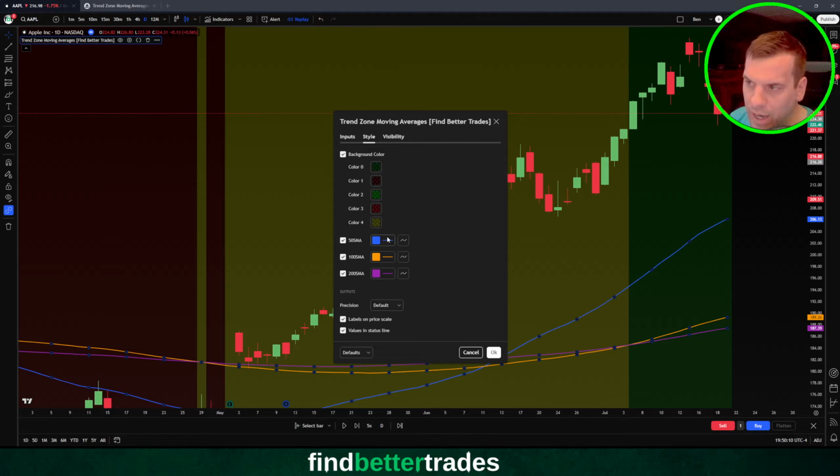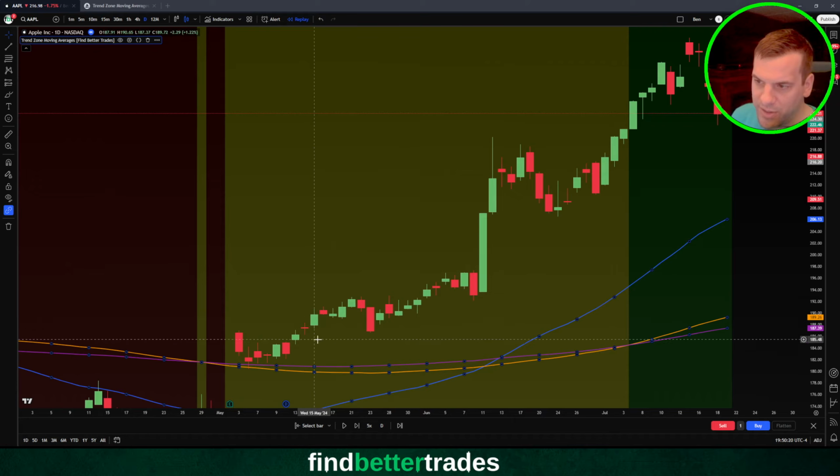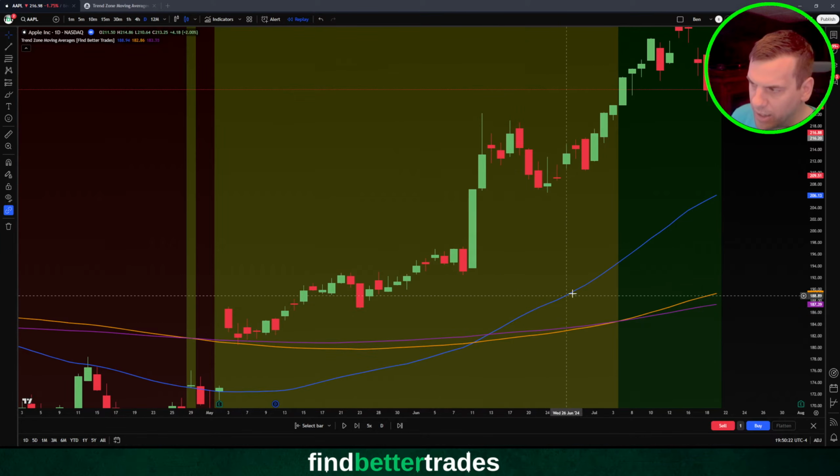Basically, it just colors the different backgrounds. And then there's 50, 100, 200. So it's very simple. You're going to see the yellowish if the 50. So basically we need the 50, the 100, and then the 200. We need it to stack just like this. So this is the 50. This is the 100, and then this is the 200.